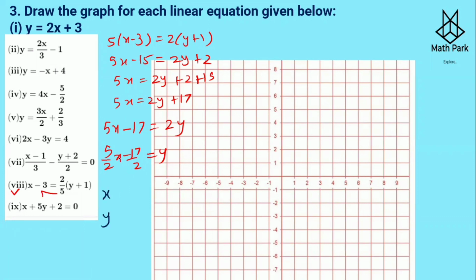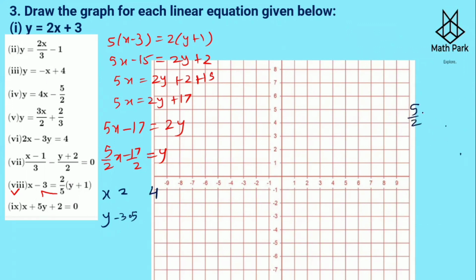We will be taking the values of x which are divisible by 2. So if I put x is equal to 2, the 2 and 2 get cancelled, and 17 by 2 is 8.5. So this is 5 minus 8.5, and you get minus 3.5. This is minus 3.5.